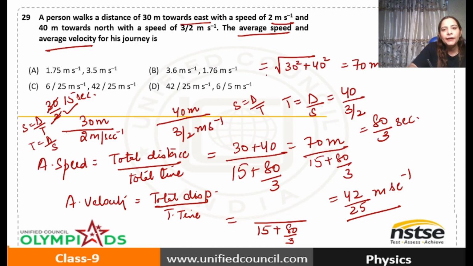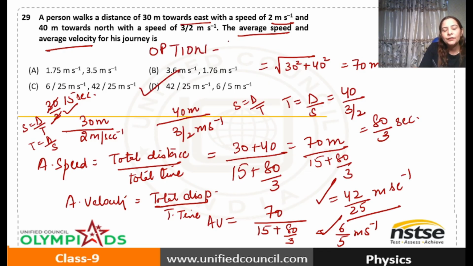I hope you know how to find total displacement when the body is traveling towards east and towards the direction of north. So this is total displacement over total time. If you solve for it, you will get the answer as 6 by 5. See, you have to do the calculation yourself, okay? So these are the two answers. So basically option D is correct. I hope you understood how to find average speed and average velocity, and if you require total distance and total time, I think you know how to find that. Option D is the correct answer.